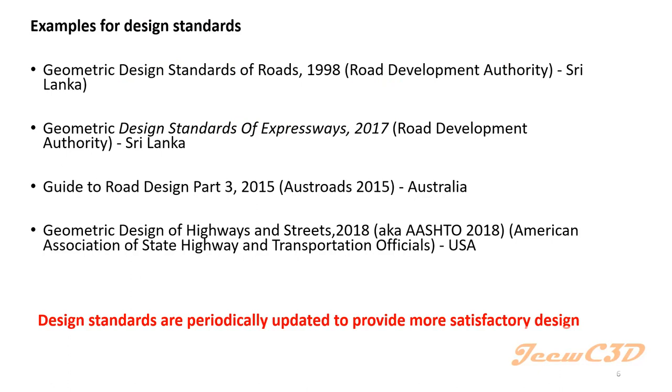Then you have some examples of design standards. So in Sri Lanka we have geometric design standards, of course. It was published in 1998 by the Road Development Authority. Then you have geometric design standards of expressways, published in 2017 by the Road Development Authority. Then you have Guide to Road Design Part 3 for geometric design, published in 2015. You call it Australia 2015, so it is published by Australia. In the USA they have Geometric Design of Highways and Streets 2018, that is the latest publication. It is also known as AASHTO 2018. So that is published in the USA.